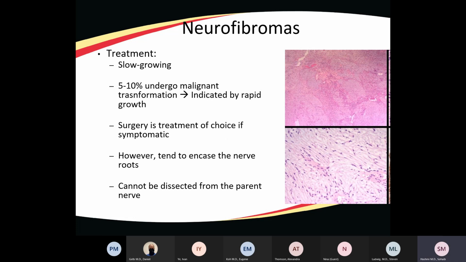Because they're slow growing, surgery is the treatment of choice overall. However, you have to really tease out the nerve roots as they become totally encased.